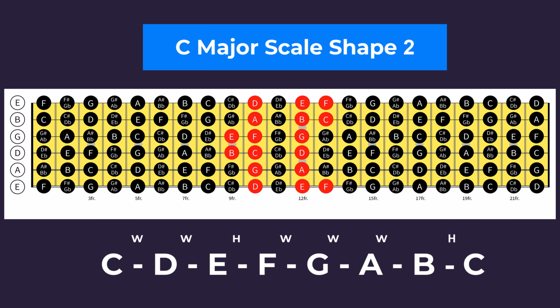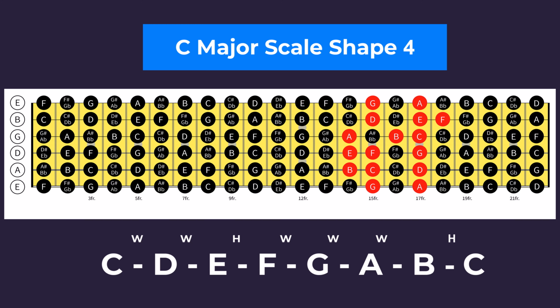Shape number 2 starts from the D note. Notice that D is the second note in our scale. Shape number 3 starts at the 12th fret, and notice that we are now beginning this shape from the E note, which is the next note in the sequence. You can pause this video and take a closer look at each shape to understand and play it. Once you're comfortable, move on to the next shape and learn it.